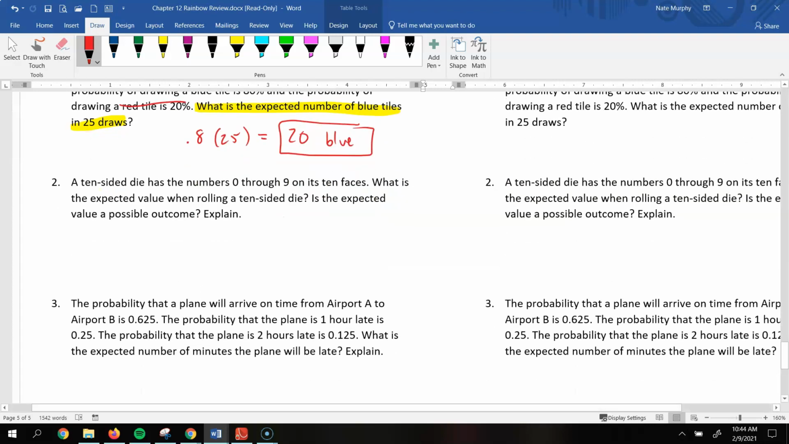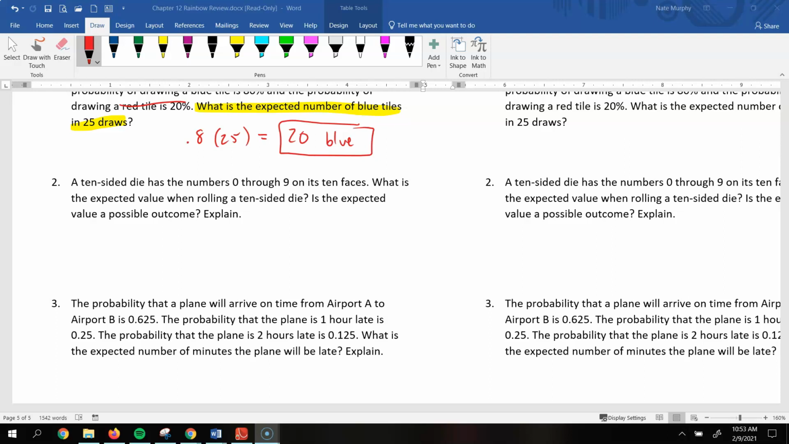All right, let's look at number 2. It says a 10-sided die has the numbers 0 through 9 on its 10 faces. What is the expected value when rolling a 10-sided die? Is the expected value a possible outcome? Let me explain. There's two ways that we could approach this problem. I'm going to show you both ways. Let's start with the longer way to approach this problem.